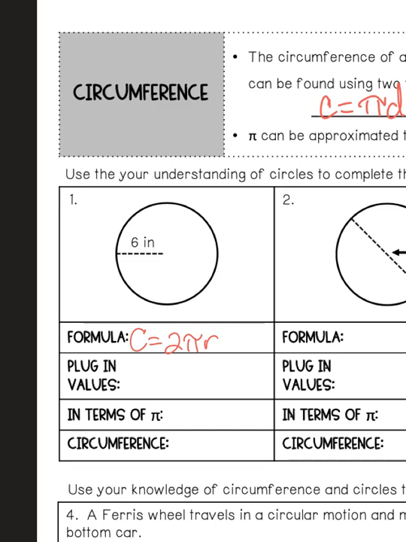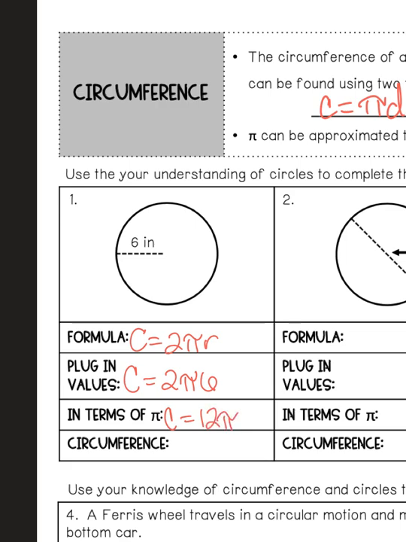And then for our plug-in values, we're going to write C equals 2 pi 6. So in terms of pi, what's 2 times 6? 12. So that would be C equals 12 pi. That's what it means when it says in terms of pi.